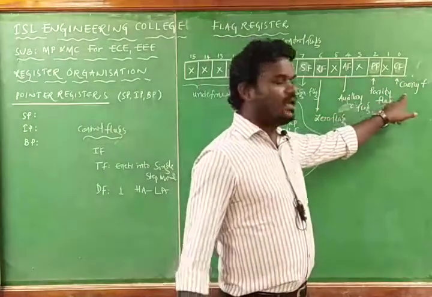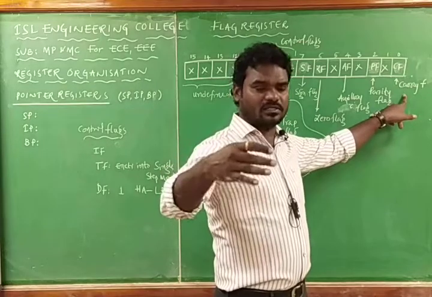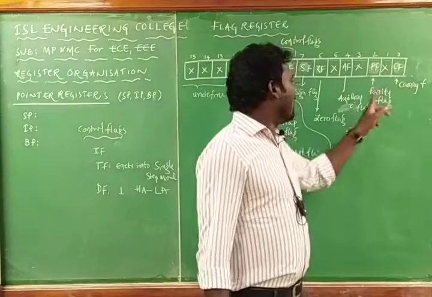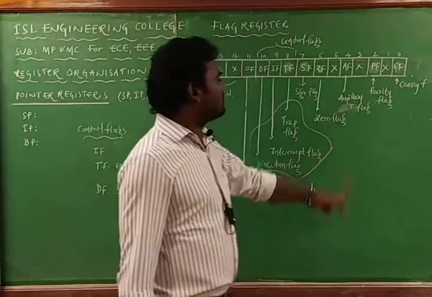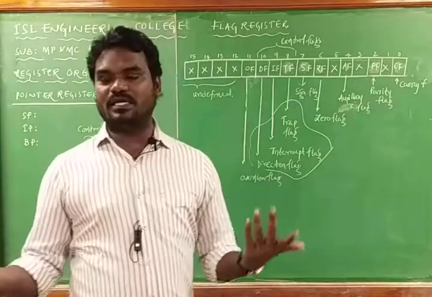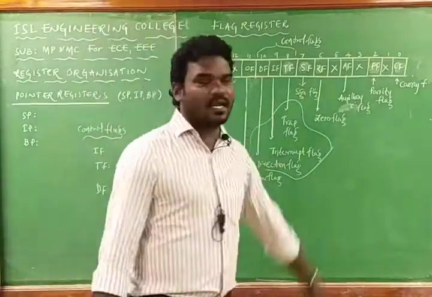Carry flag is what? In addition or subtraction, if you get a carry, or require a borrow in a subtraction, then this will be set to 1, otherwise 0. And coming to the zero flag, if the result is 0, then that is set to 1, otherwise it is reset to 0. Then auxiliary carry.